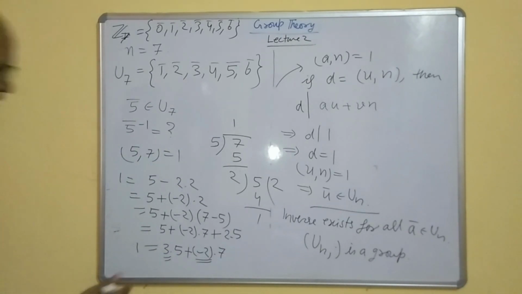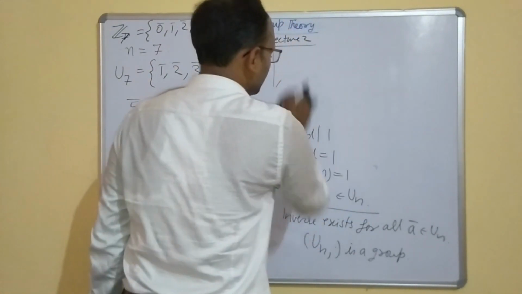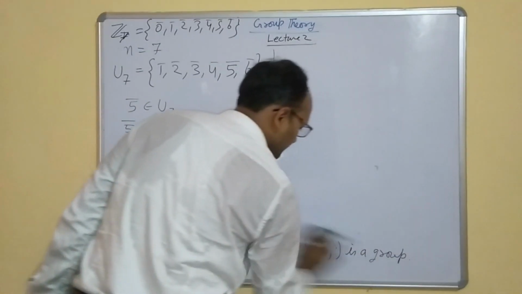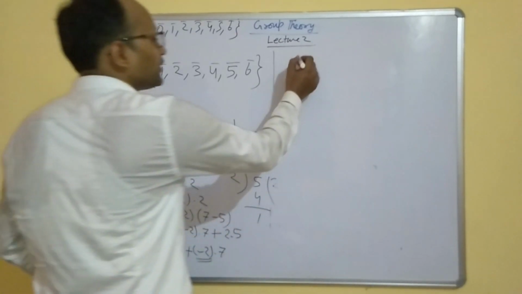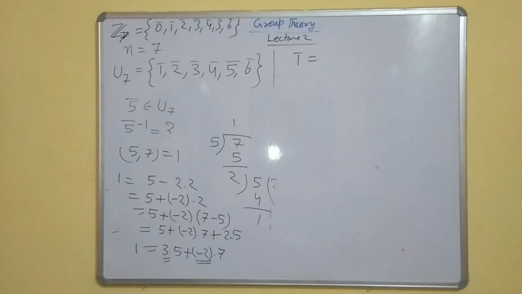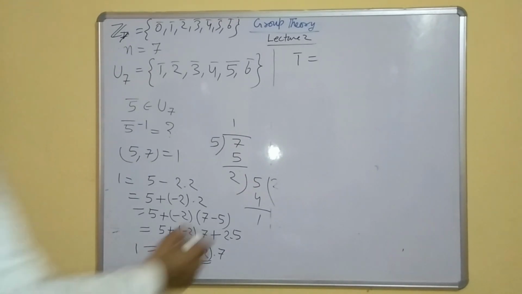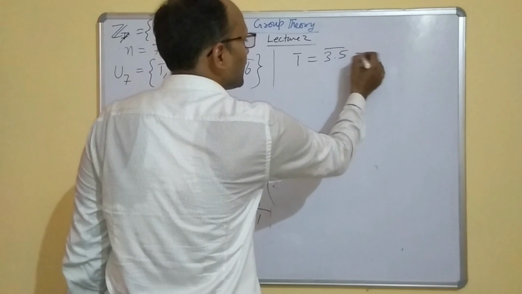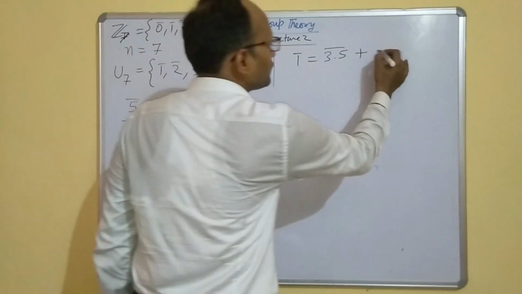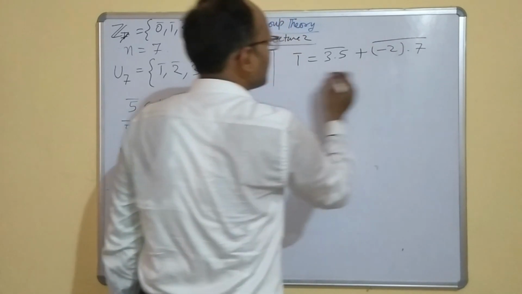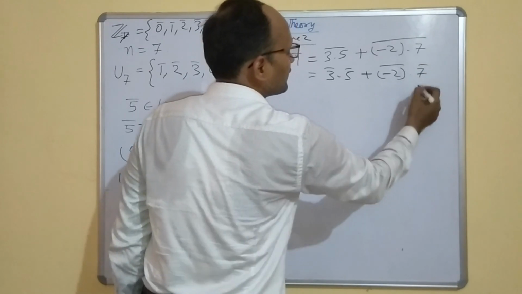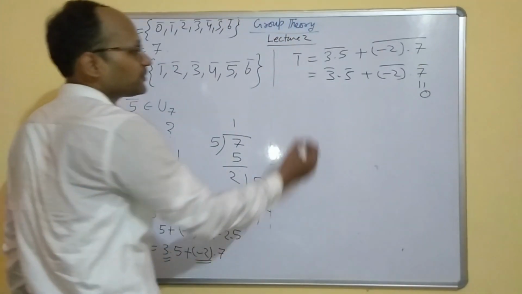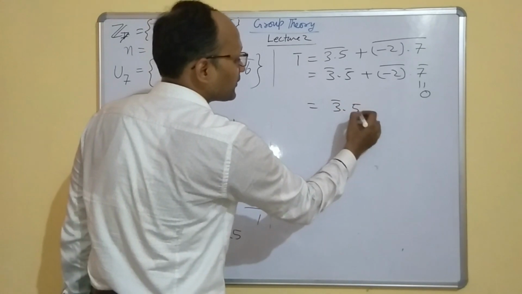So if I take bar on both sides, what will happen? This is 1 bar. 1 bar is equal to 3 into 5 whole bar plus minus 2 into 7 whole bar. This is 3 bar into 5 bar plus minus 2 bar into 7 bar. But 7 bar is 0, so it means 3 bar into 5 bar is 1 bar.